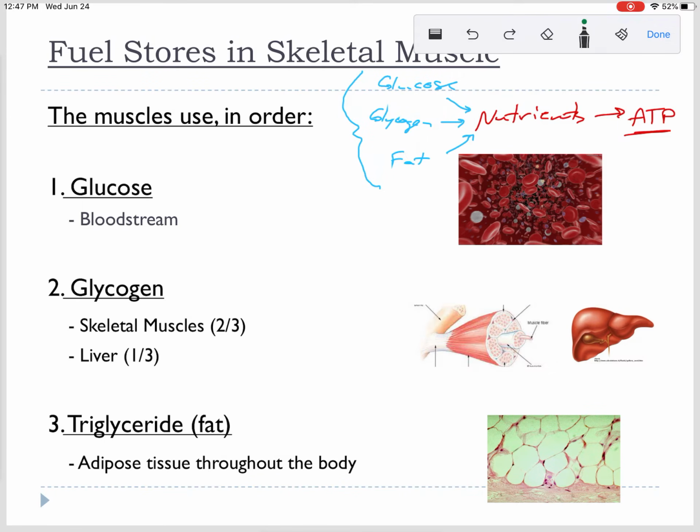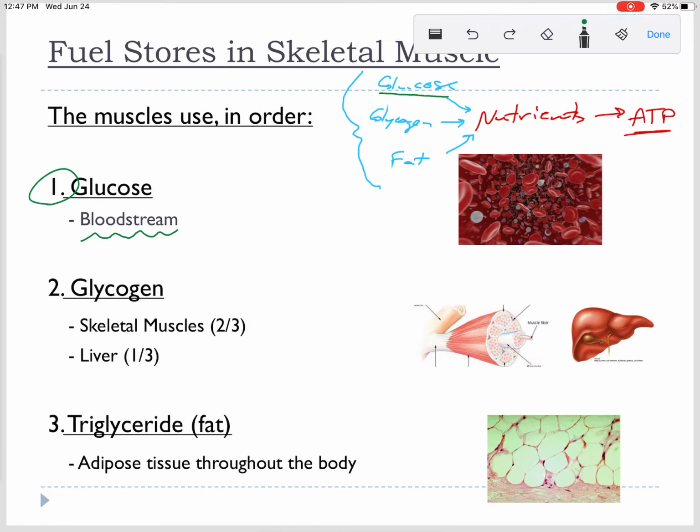And I've actually put these in order, so our muscle cells will utilize the same order. Our muscle cells will always first feed glucose in, because glucose is available in the bloodstream. It's right there. So when our muscles cry out, yo, need energy, the first fuel source they're going to use is the glucose in the bloodstream because it's right there.